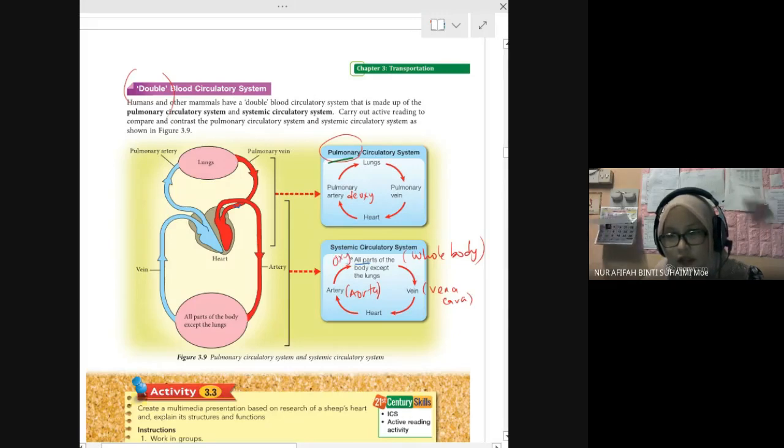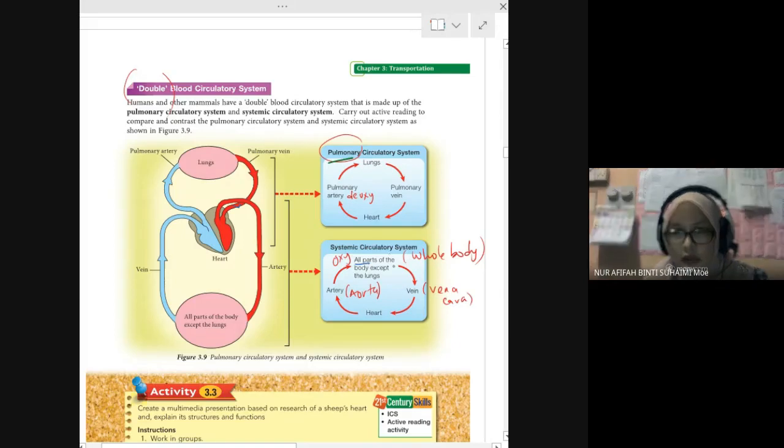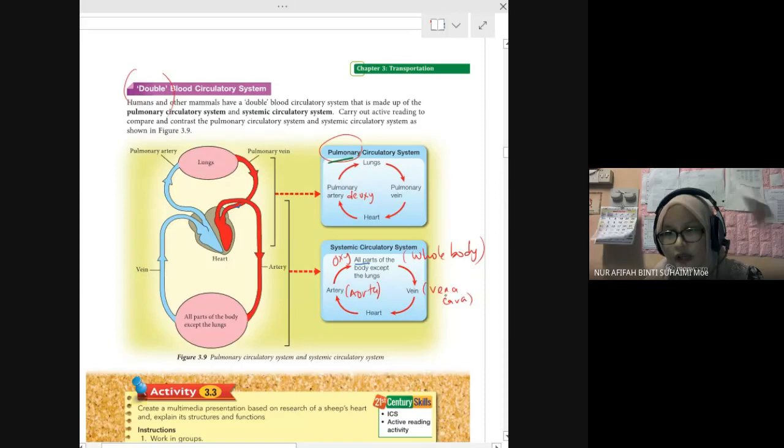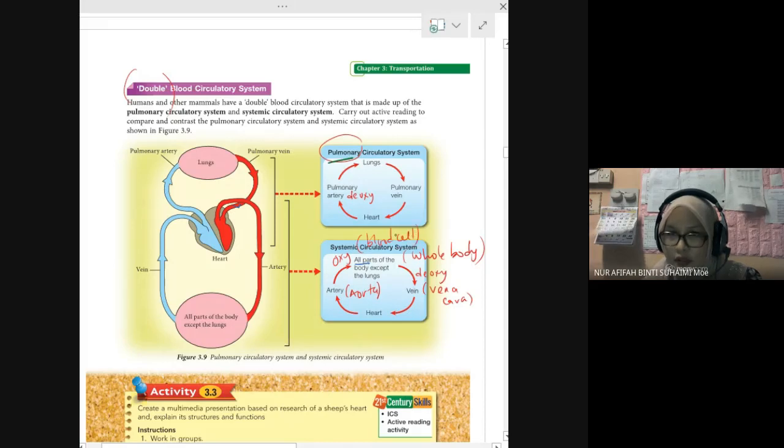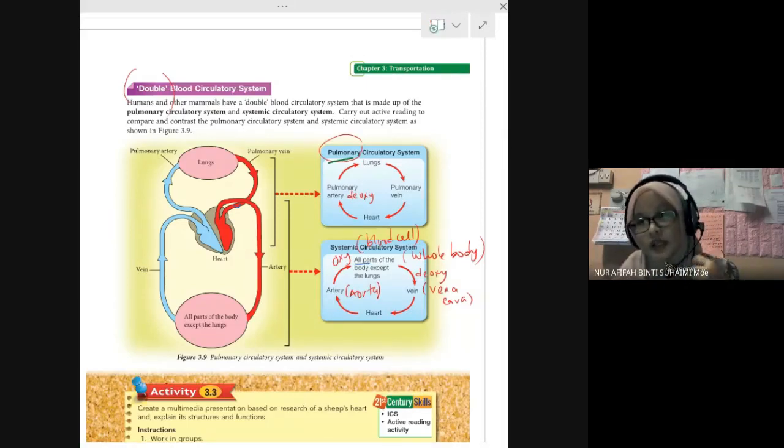In the systemic circulatory system, from the aorta to the whole body, the blood is oxygenated blood. From the whole body to the vein, which is the vena cava, it is deoxygenated. Why deoxygenated? Because when the heart pumps blood to the whole body, it reaches the body cells. When it reaches the cells in every part of your body, the cells take the oxygen. The oxygen diffuses into the cells to carry out cellular respiration, for you to do activity.